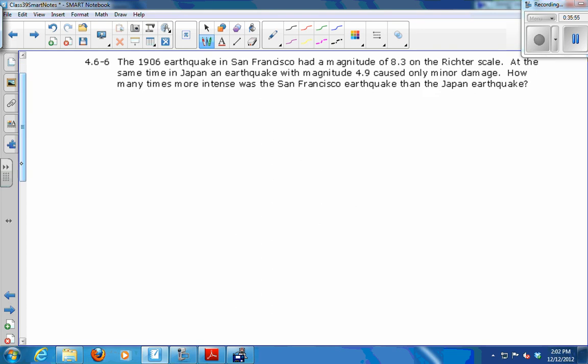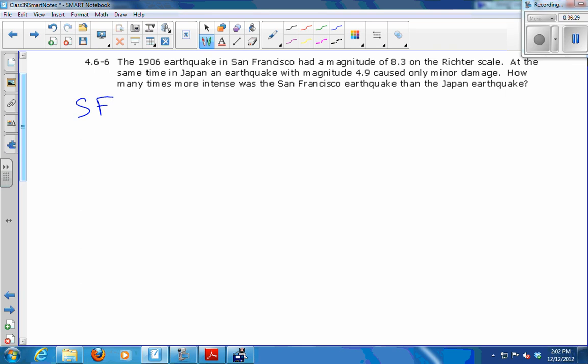So here's a little example. In 1906, there was a devastating earthquake in San Francisco. It had a magnitude of 8.3 on the Richter scale. And at the same time, in Japan, there was an earthquake with a magnitude of 4.9 that caused only minor damage. So we want to talk about how many times more intense, and intensity measures actual Earth movement, was the San Francisco earthquake than the Japan earthquake?